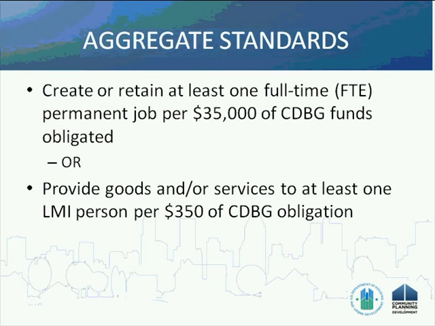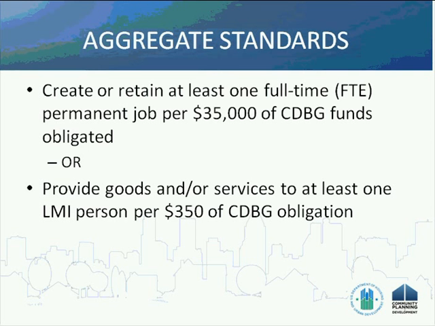Similarly, the aggregate cap for the goods and services test is $350 of CDBG assistance per low and moderate income person in the service area. So the grantee would also need to manage this process to ensure that the cap is not exceeded when the grantee's allocation is exhausted.